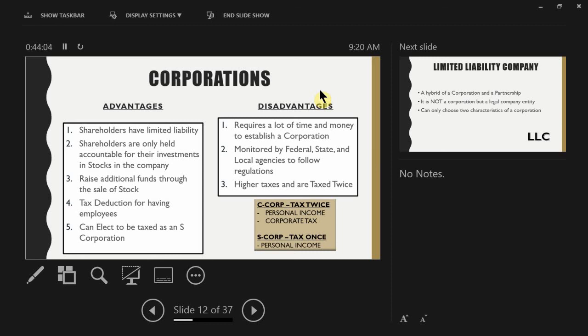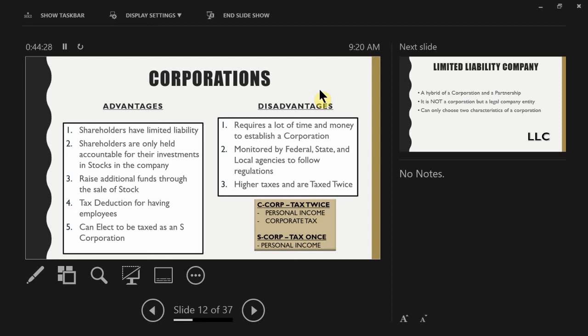Any questions in regards to corporations? How do you become a shareholder? You buy their stock. So if the corporation is already established, right? If it's a company that's already incorporated, what you do is you go to the stock market and you buy whatever stocks are available to you.